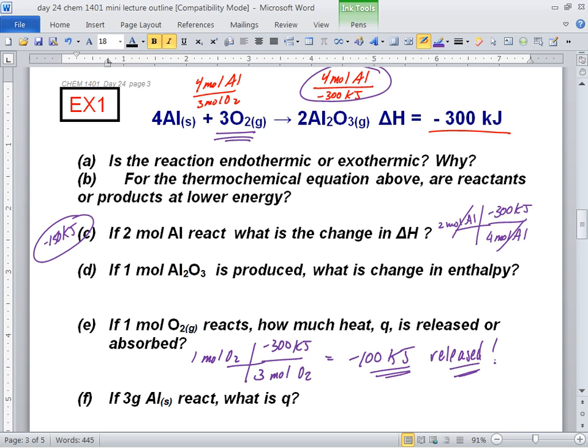What's the difference between the negative 300? No, this is the answer. Okay, that's the answer. Well, try F. Start with 3 grams of aluminum, go all the way to kilojoules, because that's what the Q is. Q is heat, heat is enthalpy, enthalpy is kilojoules.